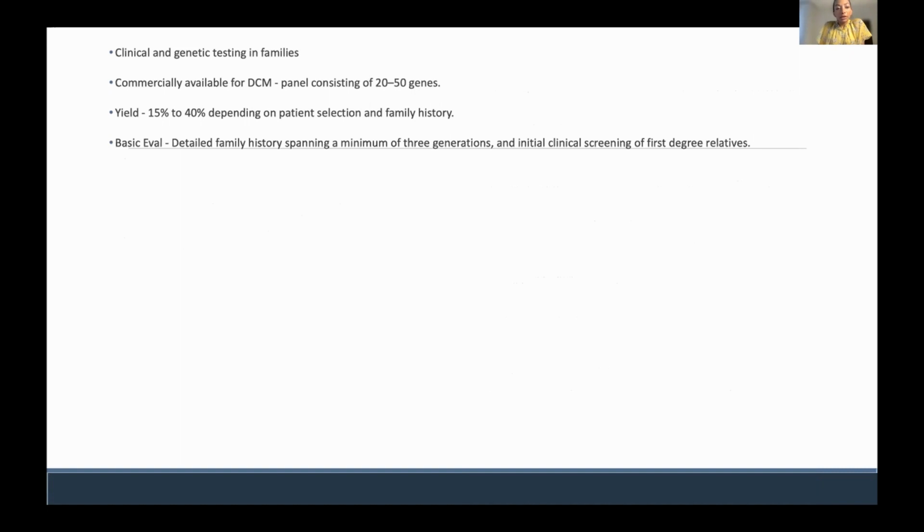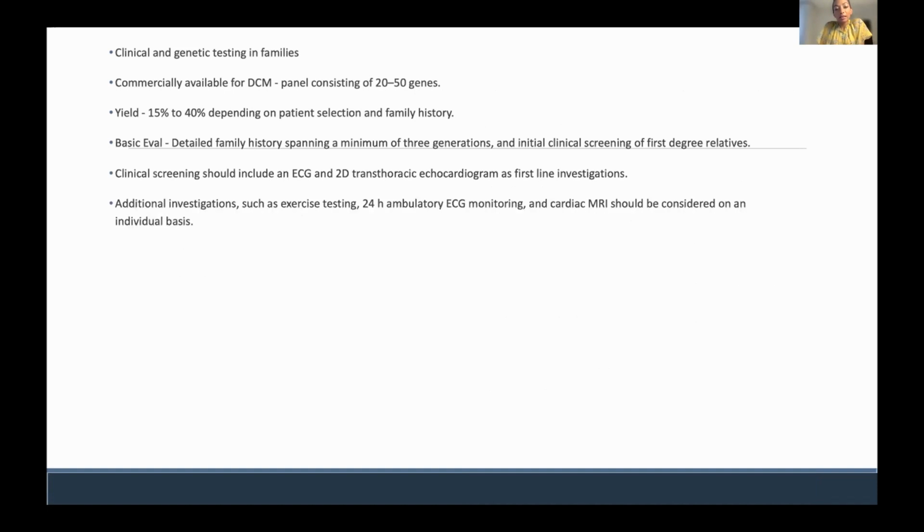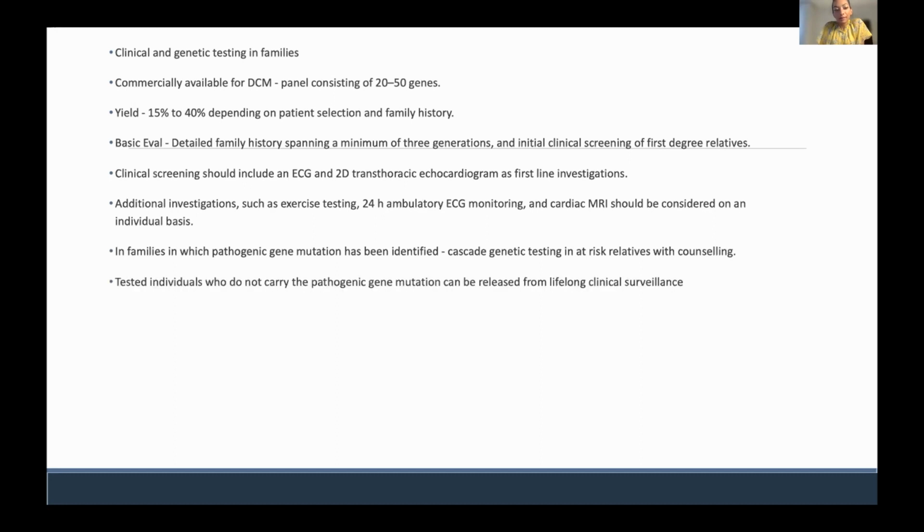So basic evaluation should consist of a detailed family history spanning a minimum of 3 generations and initial clinical screening of first-degree relatives as well. This should include an ECG and an echo as first line, and in certain cases, exercise testing, 24-hour ECG monitoring, or cardiac MRI can be considered. In families in which a pathogenic gene mutation is identified, cascade genetic testing in at-risk relatives is recommended, along with pre and post-testing counseling.